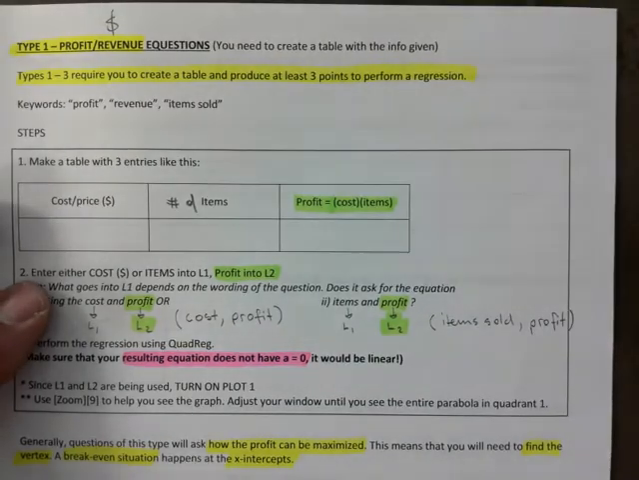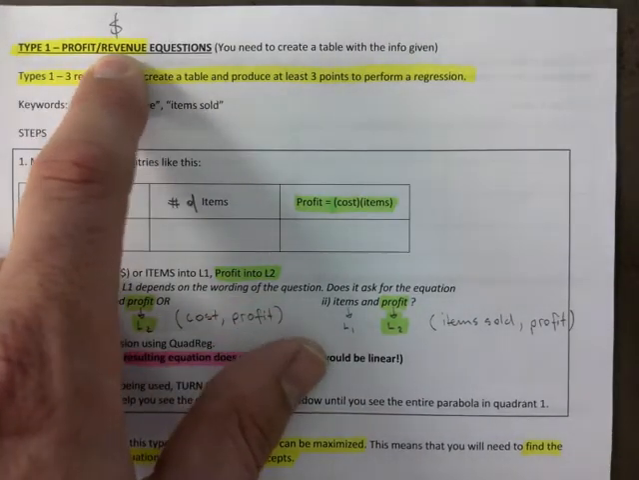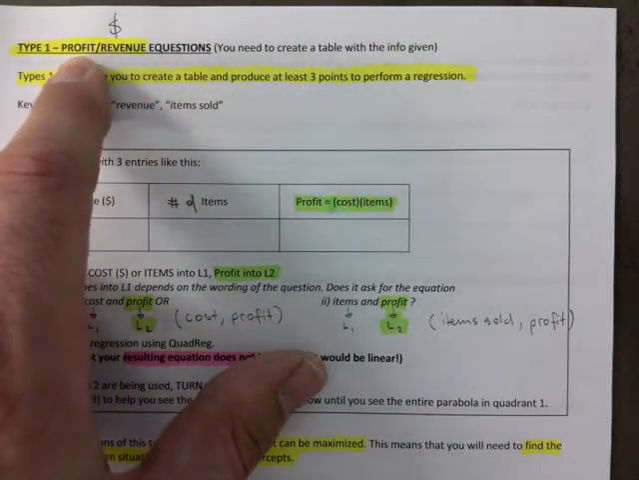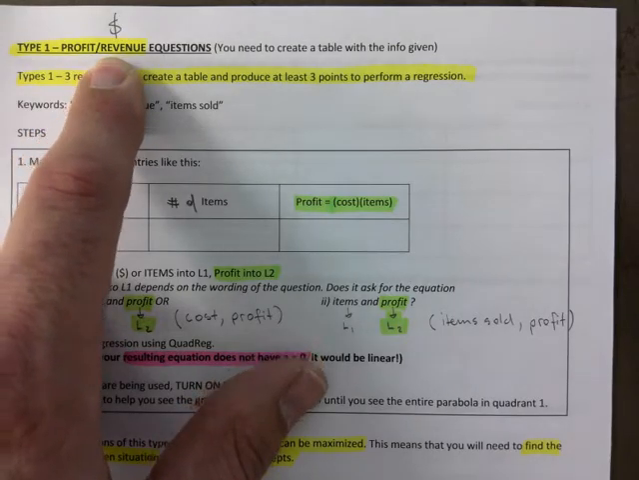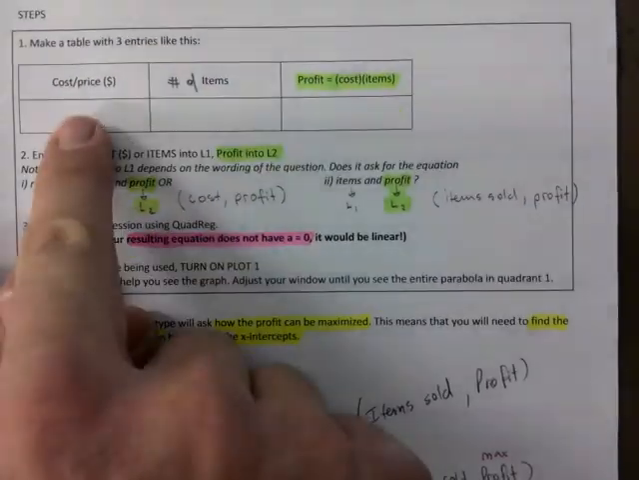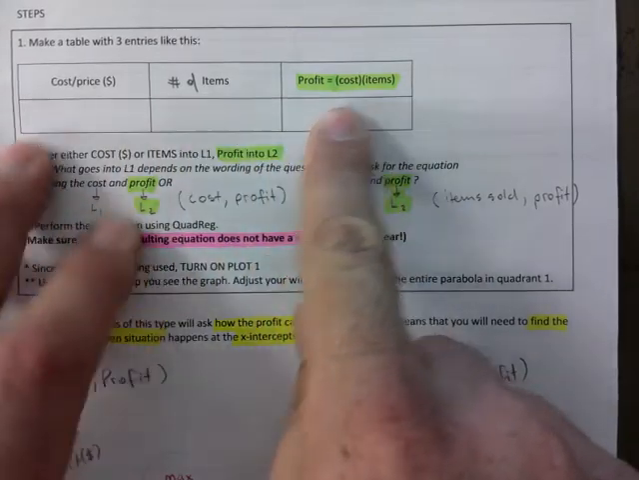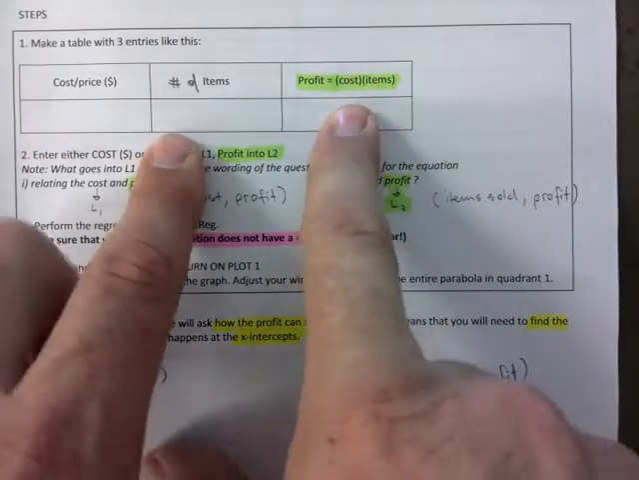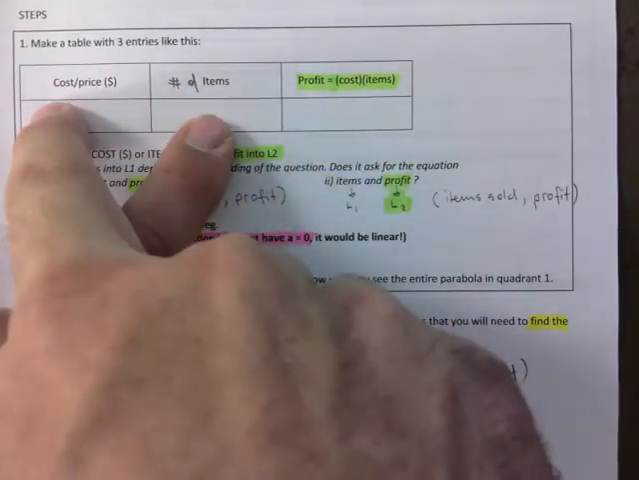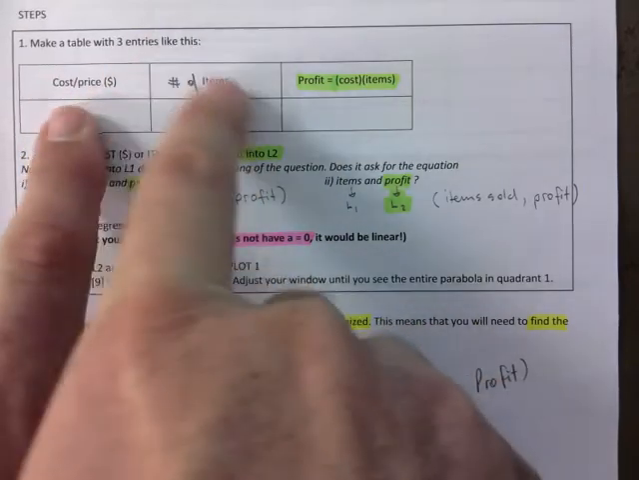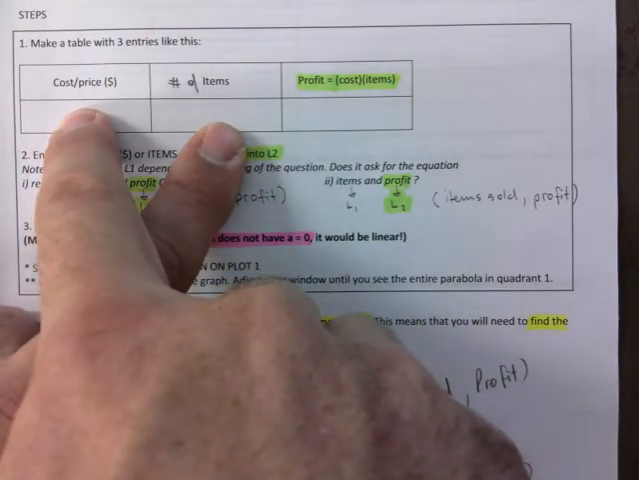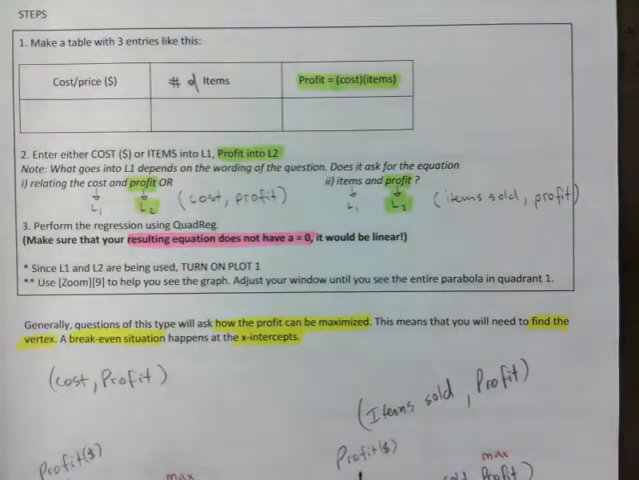So I guess it goes without saying this type involves profit or revenue. They mean the same thing. We're going to have to generate a table that looks like this. It's important that you have profit at the end, but cost and items, it doesn't really matter which one you do first. And I think I need you to just understand that, right?